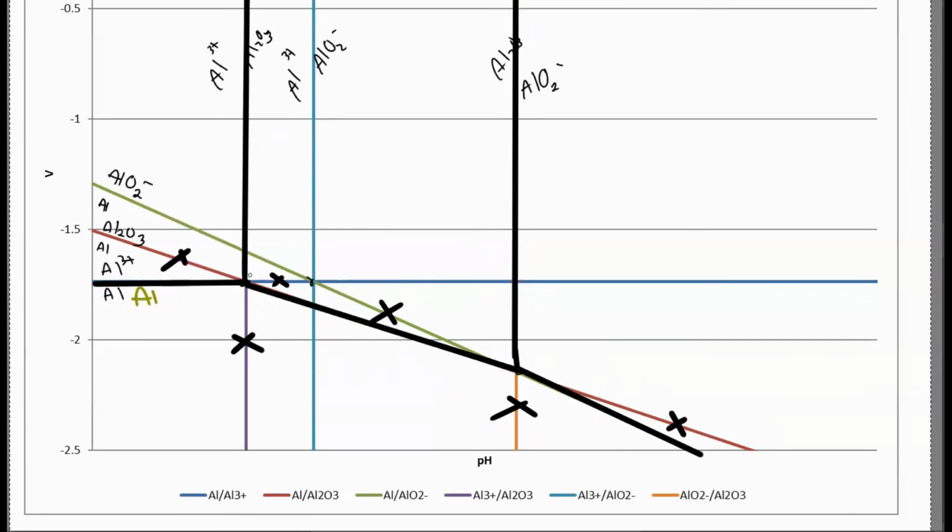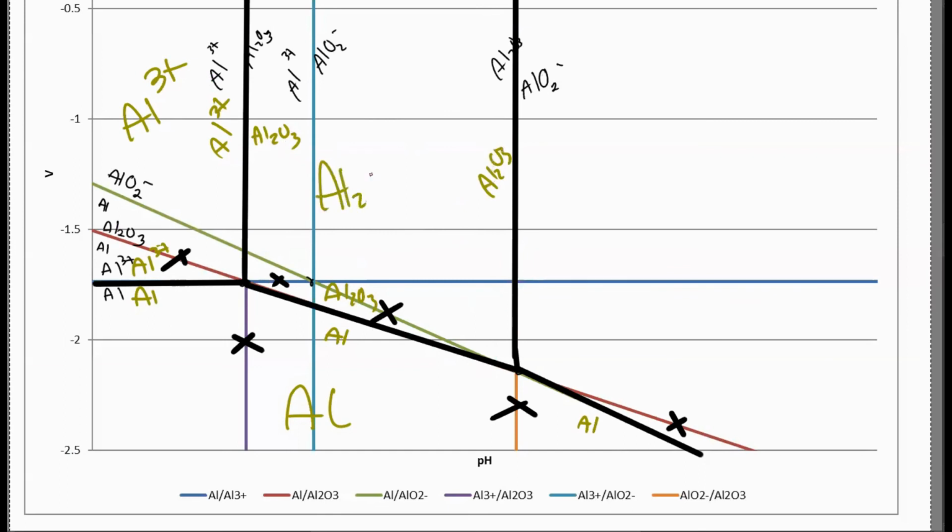This is Al. And this line is Al at the bottom, Al2O3 on top. It's Al. And this one is Al. So this would become aluminum. The one above this is Al3+. To the right of this is Al3+. This will become Al3+. Here, we have Al2O3, Al2O3, Al2O3. So this one is Al2O3. And on the right, AlO2 minus and AlO2 minus. So this will become AlO2 minus.